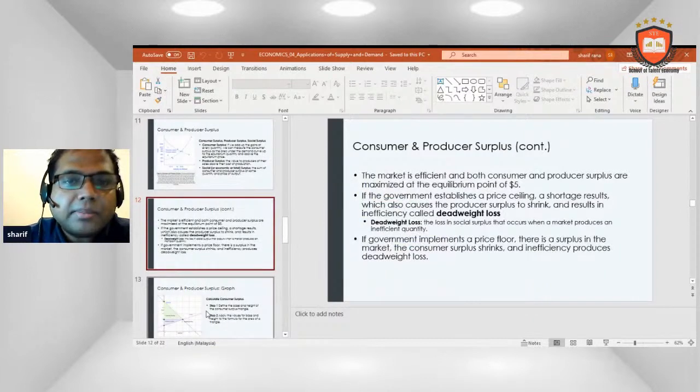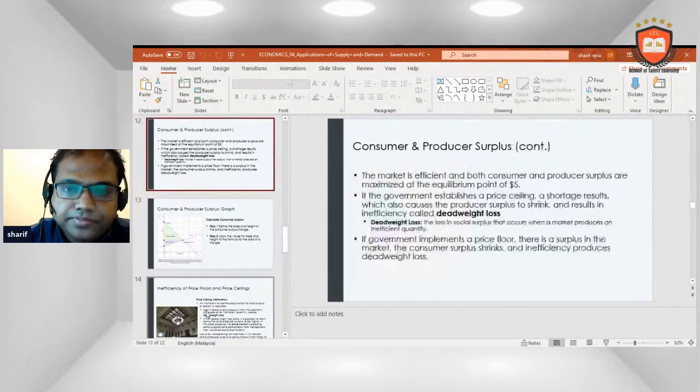Consumer and producer surplus: the market is efficient, and both consumer and producer surplus are maximized at the equilibrium point of $5. If the government establishes a price ceiling, a shortage results, which also causes the producer surplus to shrink and results in inefficiency called deadweight loss. Deadweight loss is the loss in social surplus that occurs when a market produces an inefficient quantity.